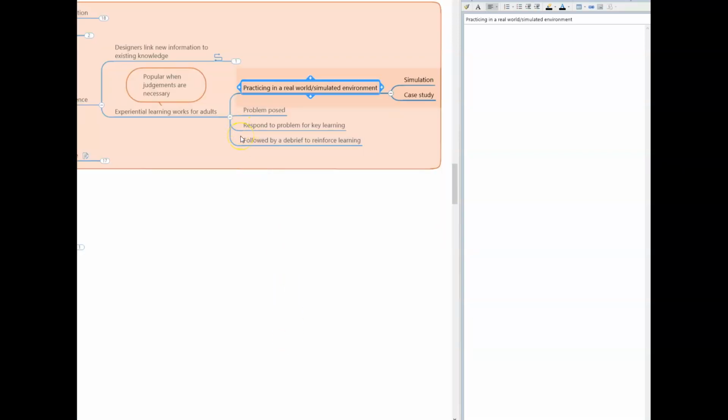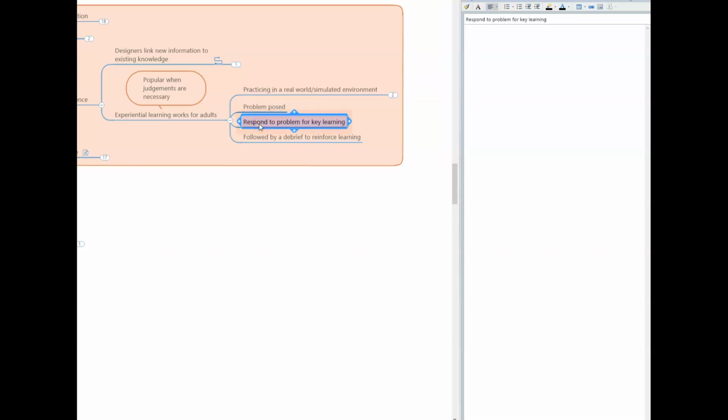There are 4 ways that you can use experiential learning. Practicing in a real world or simulated environment, and this can be done through simulation or case study. Posing real life problems. Responding to the problem for key learning. And following up with a debrief to reinforce that learning.